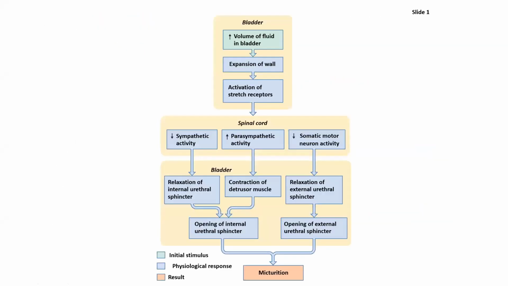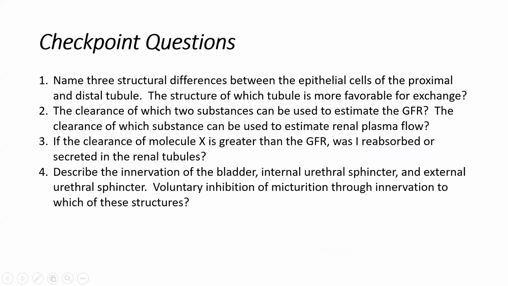Let's go back here. The second question asked which structure was more favorable for exchange, and that's going to be the PCT, right? Because we can have not only movement happening through the cell itself, but also that leakage happening in between, or paracellular movement. And then we also have the brush border, those microvilli, the modifications at the top of the cell, which increase the surface area and help make exchange more favorable.